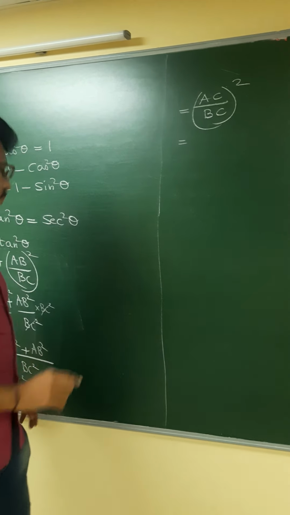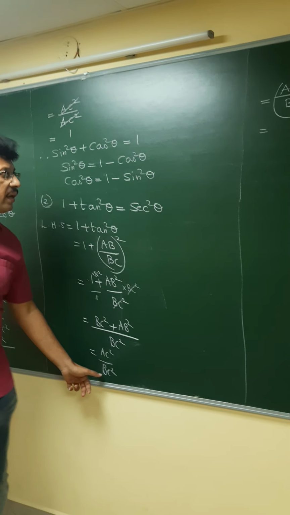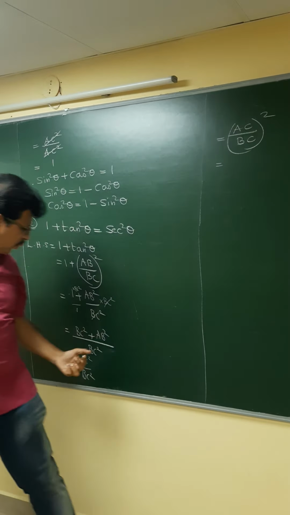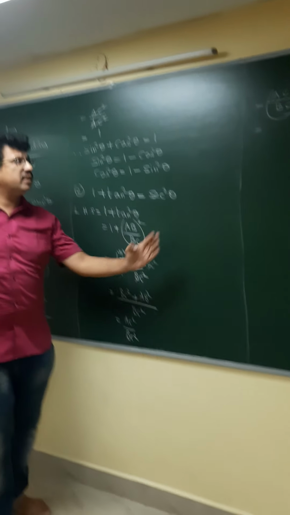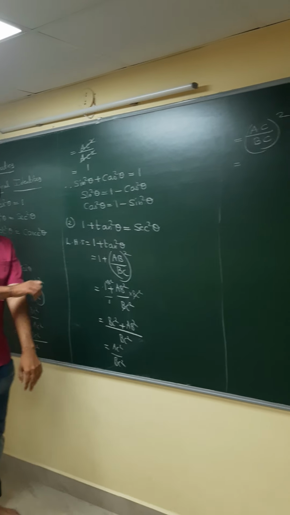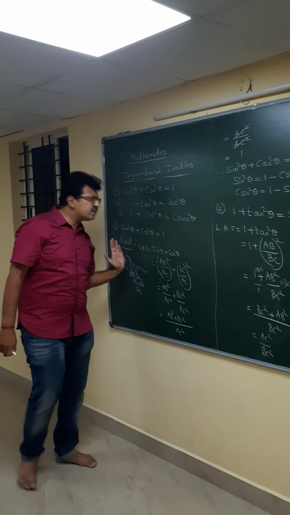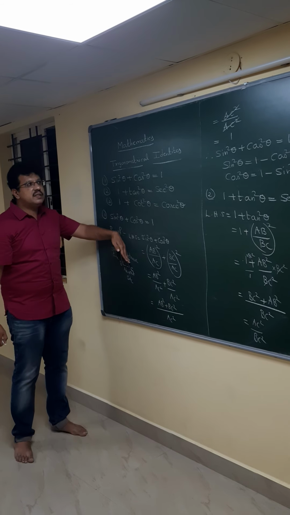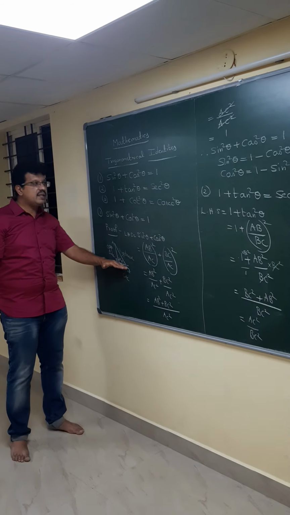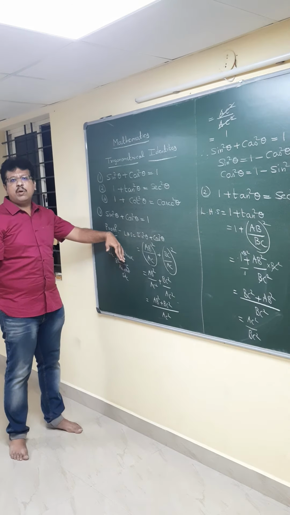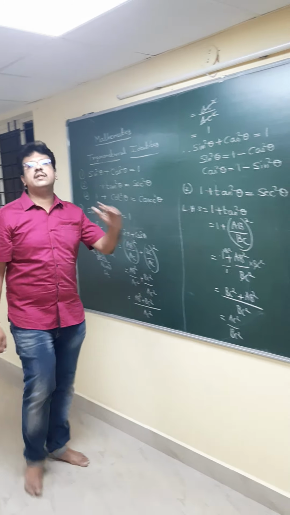Can I write like this? No, because AC square by BC square can also be written as AC by BC whole square, because both are the same. Why? Because I need to understand what this AC by BC is. What is AC? AC is the hypotenuse. BC is the adjacent side. Hypotenuse by adjacent is secant theta.